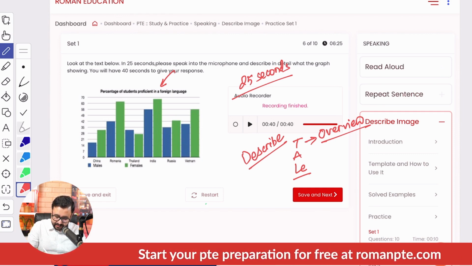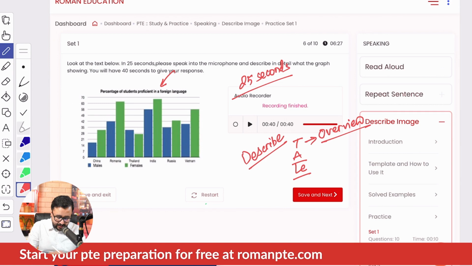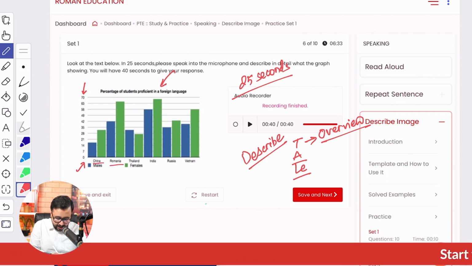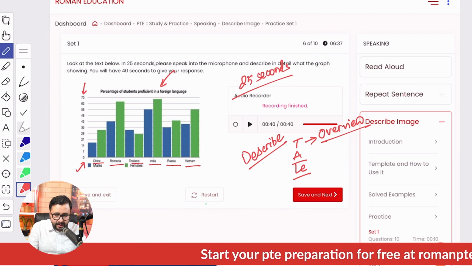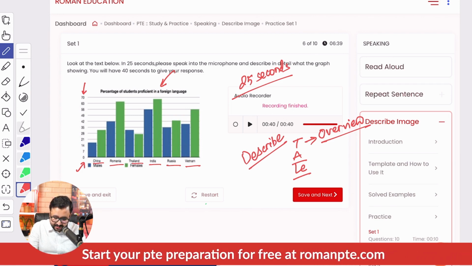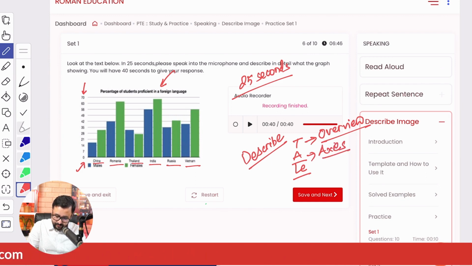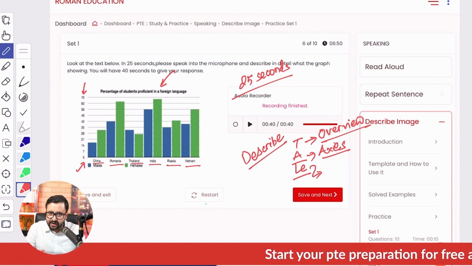After that, I discuss axis. And then I said, in this diagram, I can see information about numbers from 0 to 70 and countries such as China, Romania, Thailand, India, Russia, and Vietnam. So I simply read the information which was in the axis. That was the second part. Okay. Plural of axis is axes. Remember that. Not that anyone will ask you in the exam, just for the sake of your information.